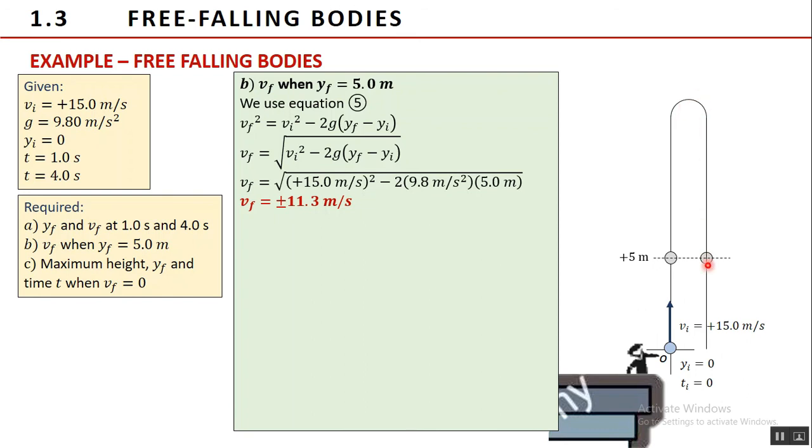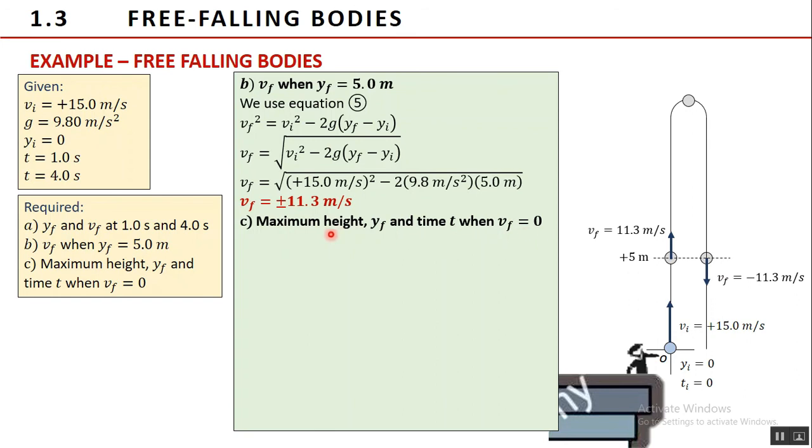First is when the ball is still rising, so the velocity here is positive. Second is when the ball starts to fall from maximum height and eventually reaches this 5-meter position again with a negative velocity. For these reasons, we take two answers, positive and negative 11.3 meters per second. Lastly, letter C, for maximum height and the time at this point.